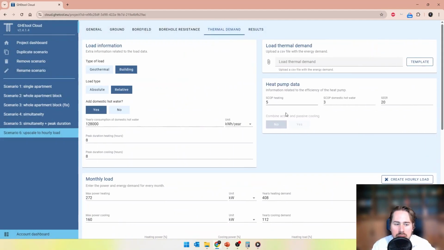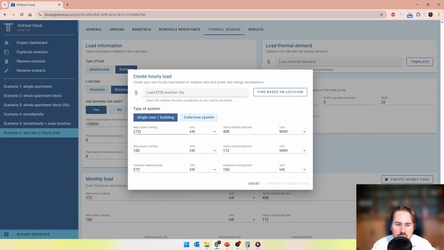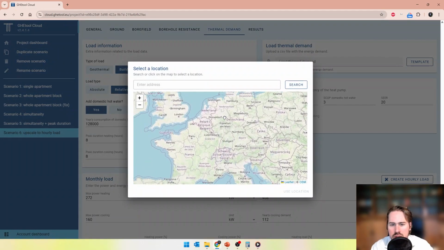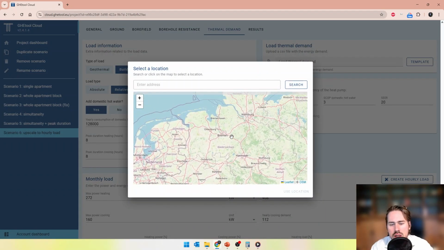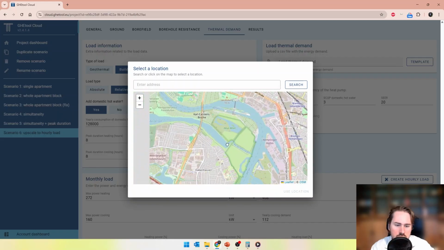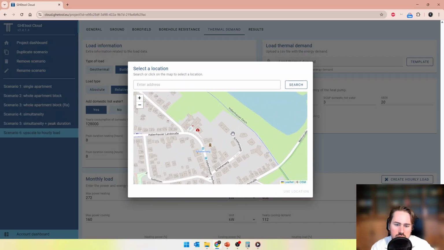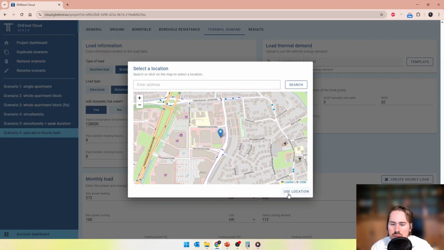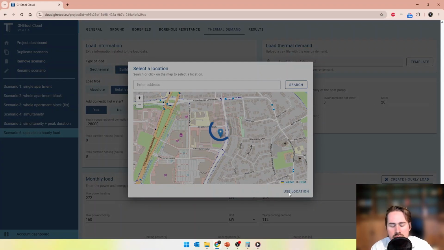So, as you might have seen, we have here this button to create an hourly load profile. And what it will do, it will take our maximum power in heating and cooling and convert it to an hourly load. So let us go ahead and select a location, and let's say that this project is located in the city of Bremen, Germany. Doesn't really matter, just to show you.